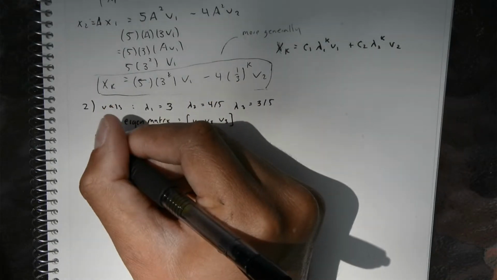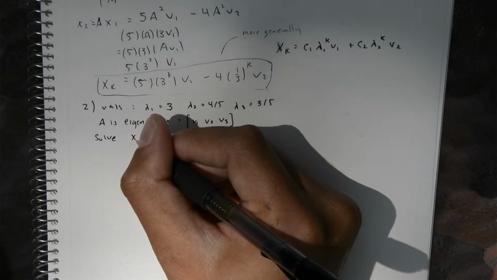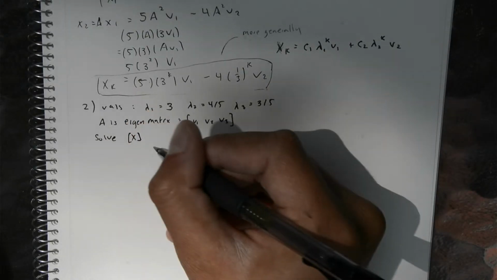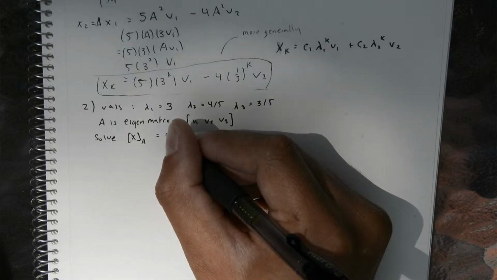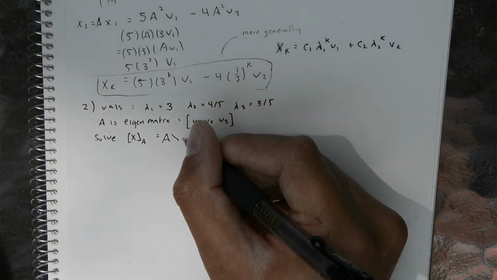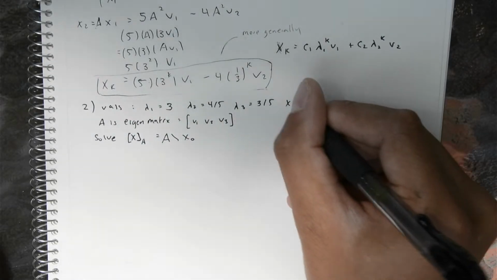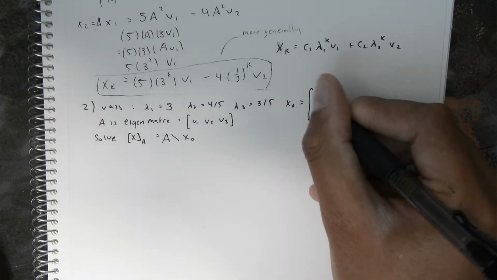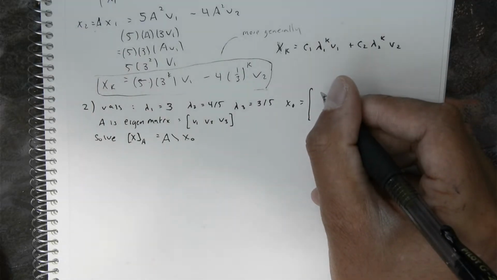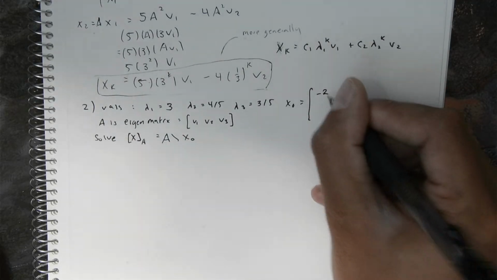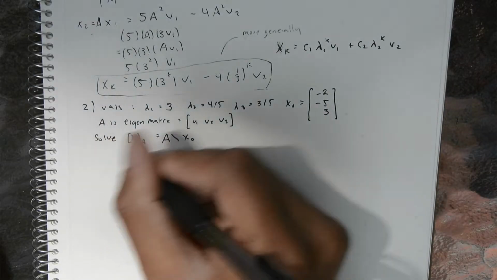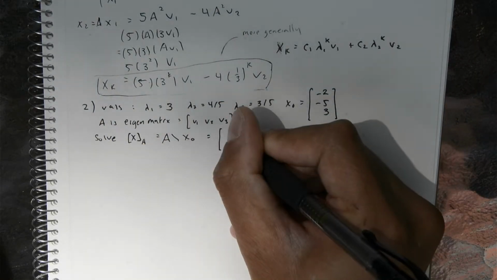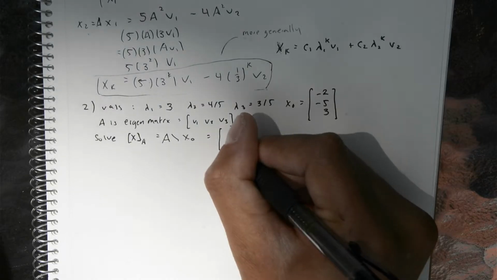Then we solve for XB, or I guess this is going to be XA really, which is equal to A backslash X0. Oh yeah, X0 is equal to -2, -5, 3, and the solution is 2, 1, 2.